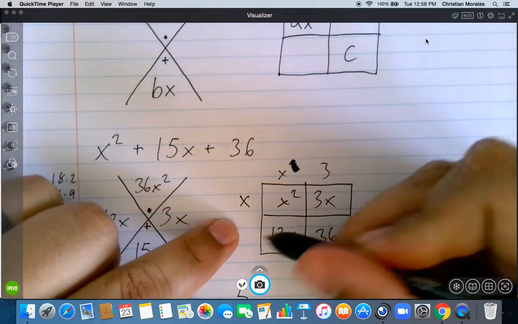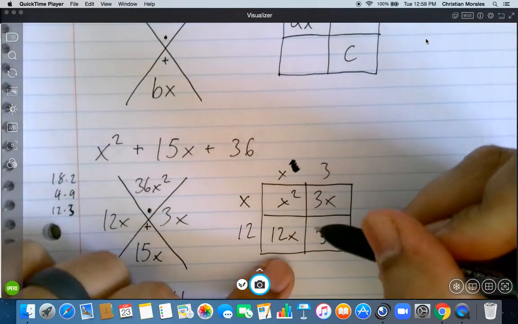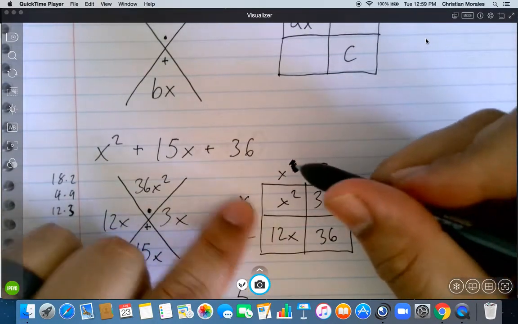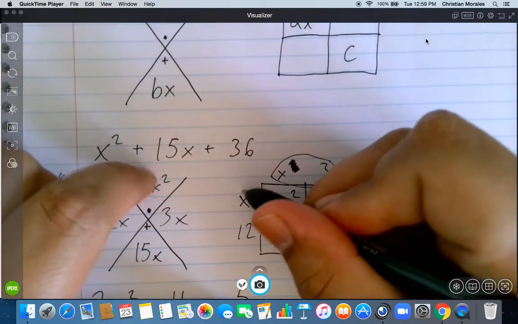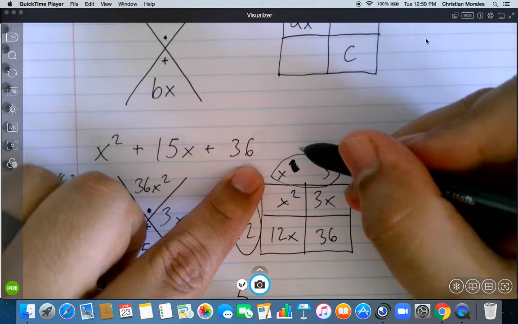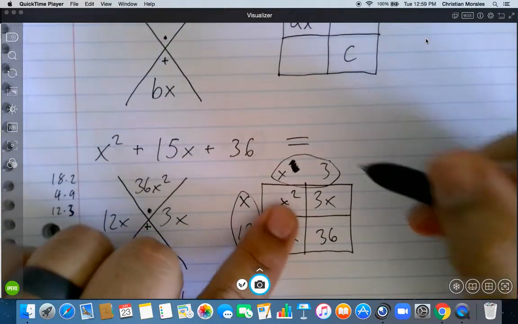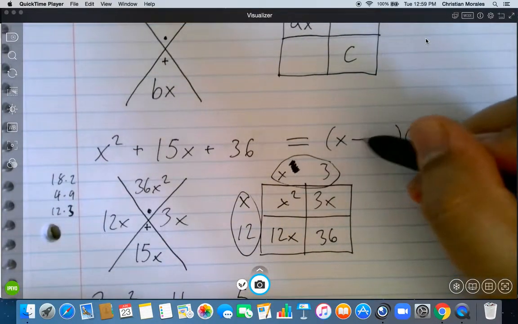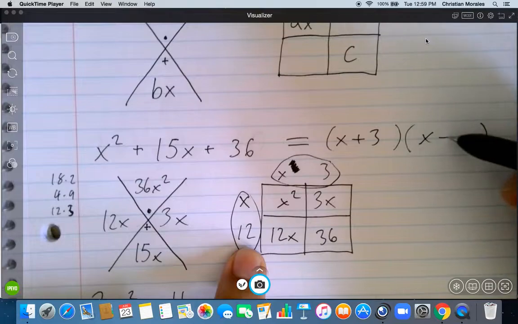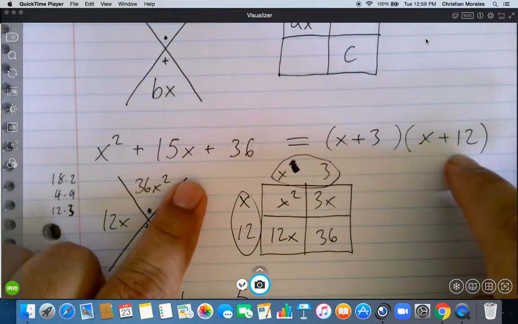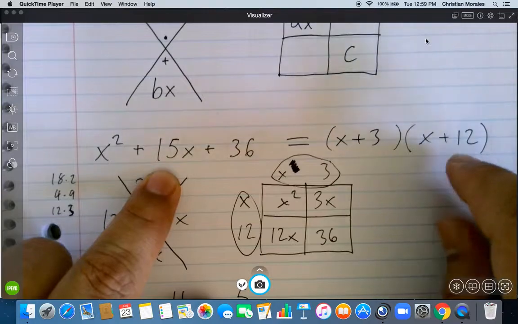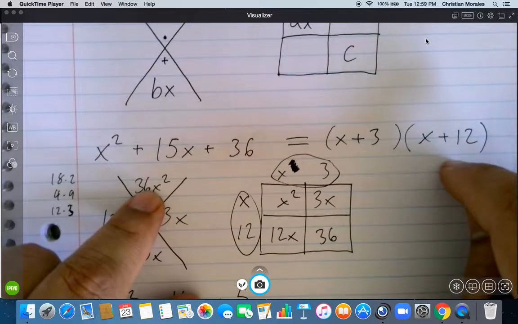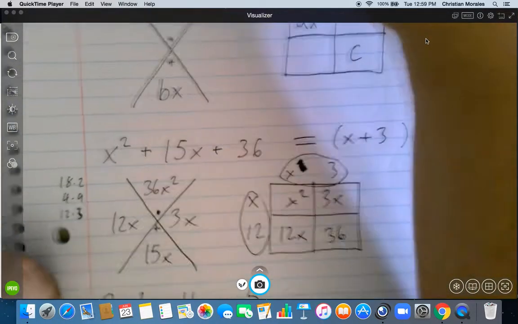How do you make 12x? Well, 12 times x. Okay, what about 36? 12 times 3. There you go. These numbers are how you factor it. So this term right here, once you've factored it, you end up with these 2 parentheses. The 2 parentheses are x plus 3 and x plus 12. So these are the factors of this. It's kind of like factoring, but using another method to do it, okay? This is what multiplies to make that. Now, another one.